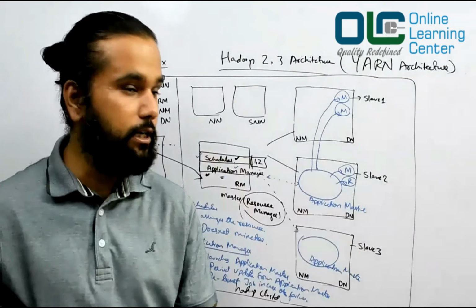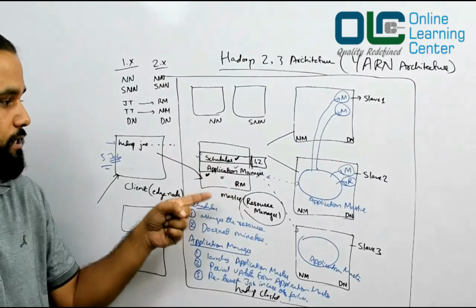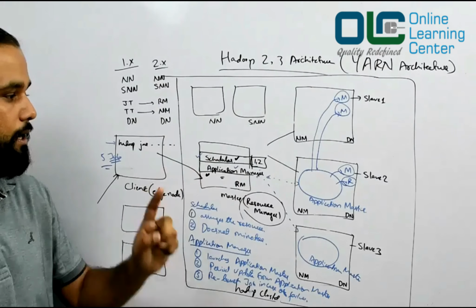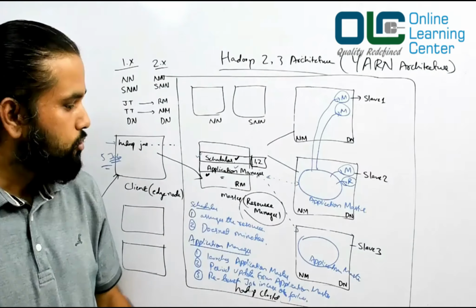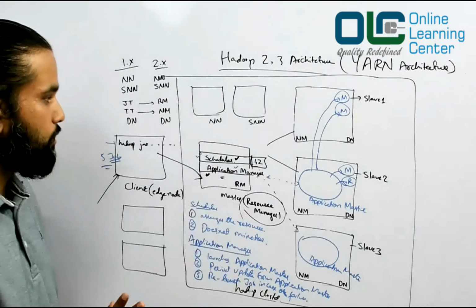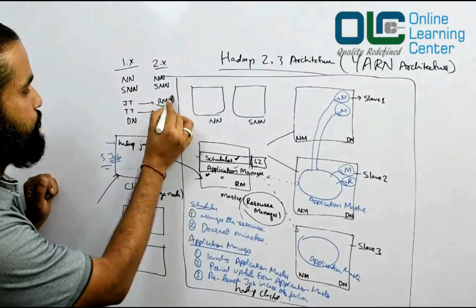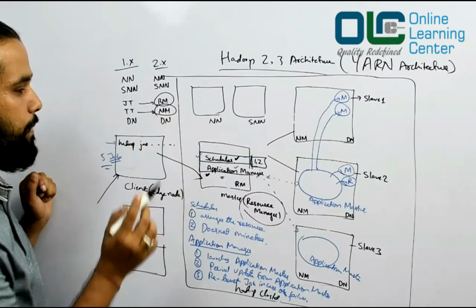So I hope we are all clear with this, like resource manager, two things: scheduler and application manager. And I hope we understood what scheduler does and what application manager does. So we understood resource manager. Now we are done with this resource manager. Now let's talk about this node manager, right?